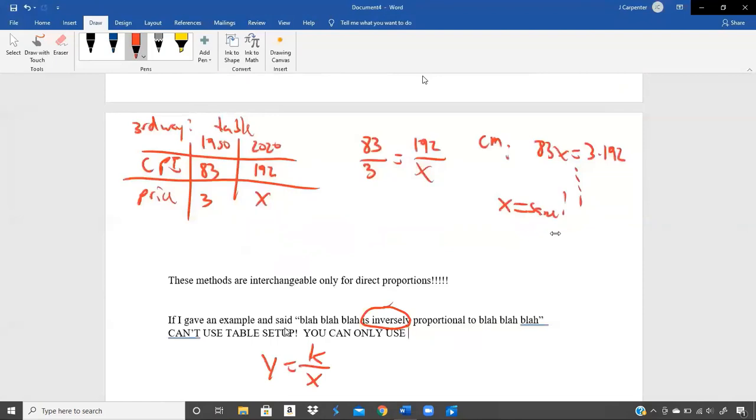It's really no more of a complicated problem. It's just this idea is as one thing goes up, the other goes down. More specifically, as one thing doubles, the other halves. All right, so on that note, we're going to call it a day.